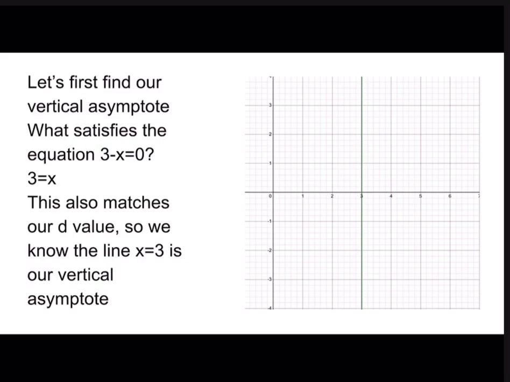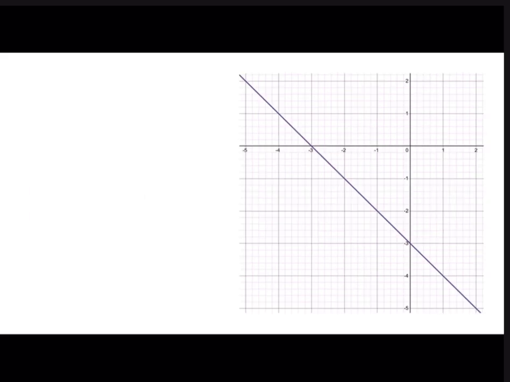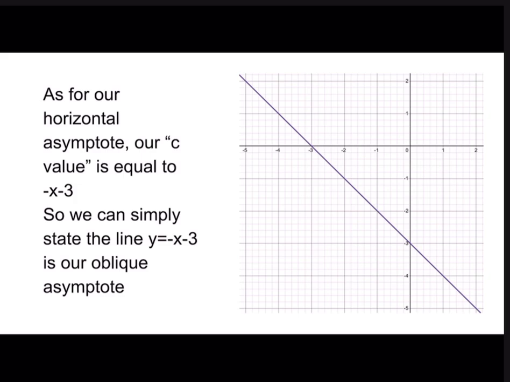Let's first find our vertical asymptote. What satisfies the equation 3 minus x equals 0? 3 equals x. This also matches our d value, so we know the line x equals 3 is our vertical asymptote. As for our oblique asymptote, our c value is equal to minus x minus 3, so we can simply state the line y equals minus x minus 3 is our oblique asymptote.